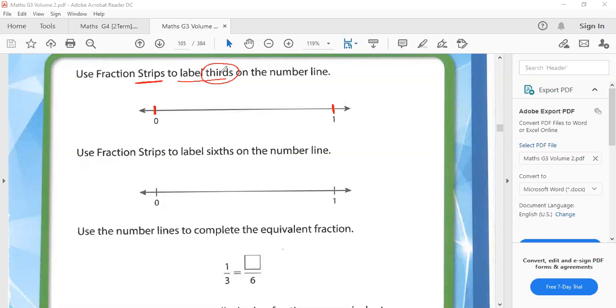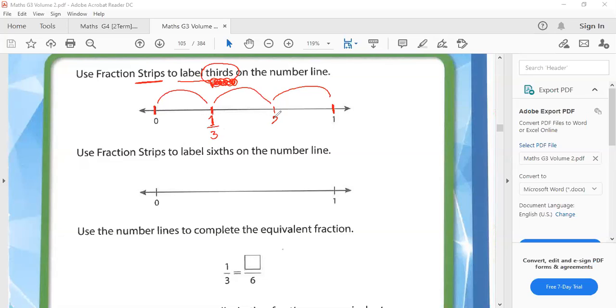Okay? And now we need to divide this into 3 equal parts, into thirds. It will be 3 equal parts, like 1, 2, 3. So we divided the distance from 0 to 1 into 3 equal parts. This is 1, 2, and 3. So the first jump here, the first mark here, the first label is 1 part out of 3 parts. So this will be 1 over 3.